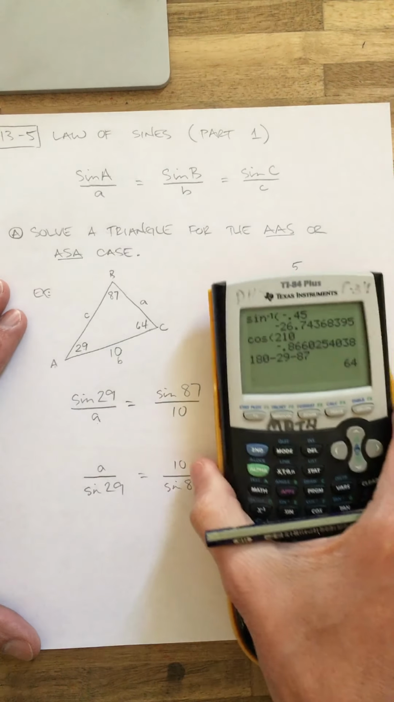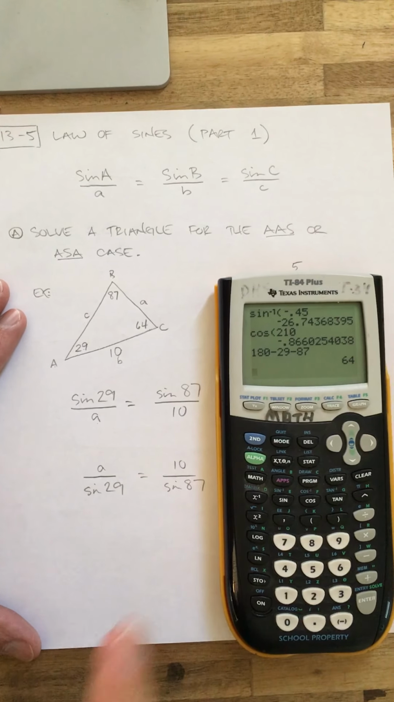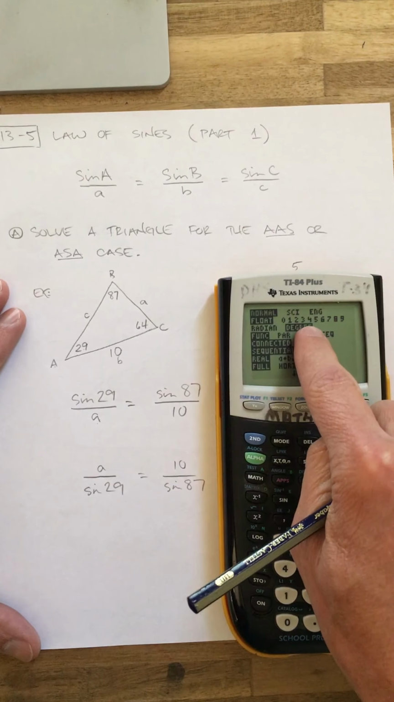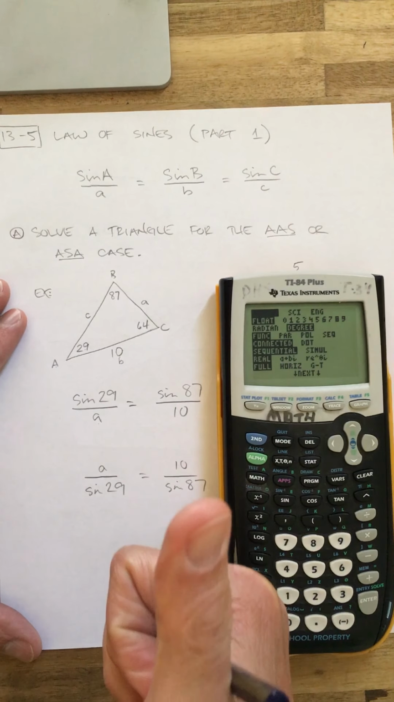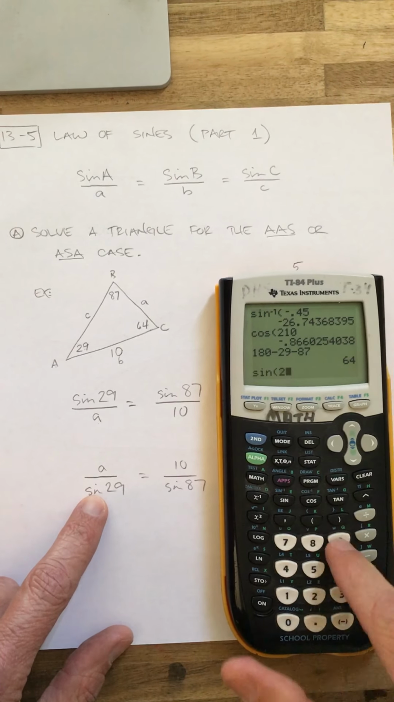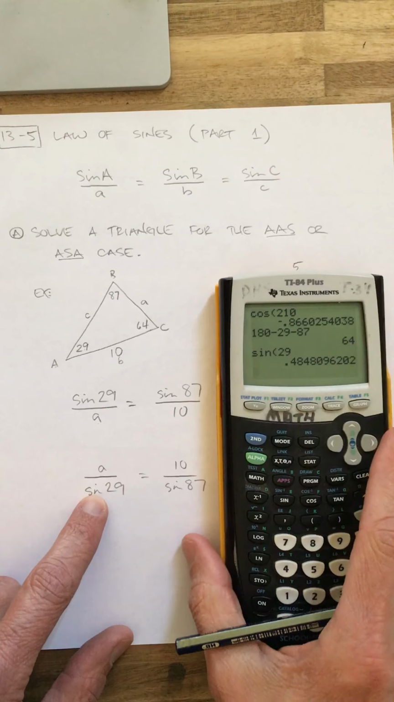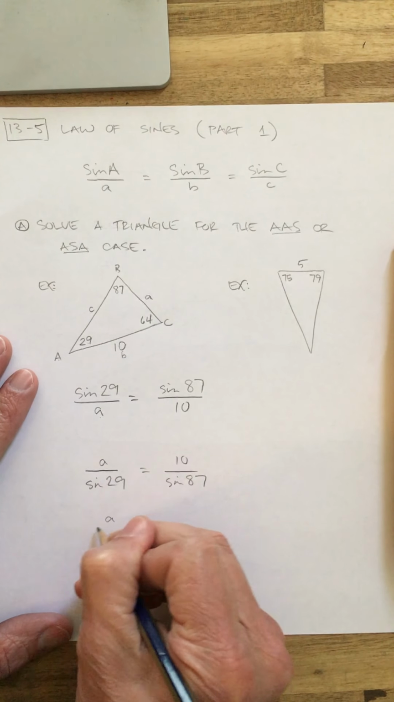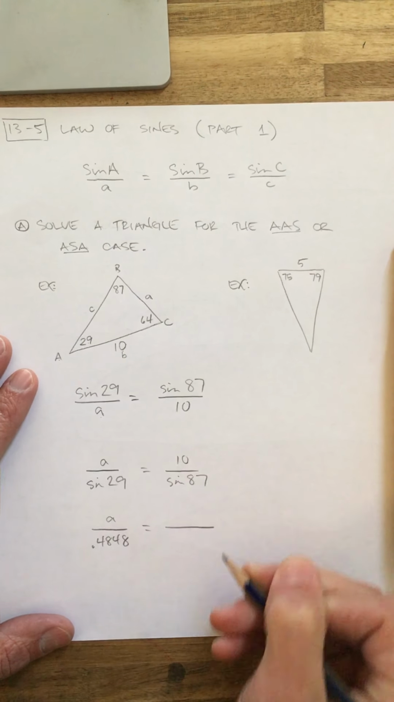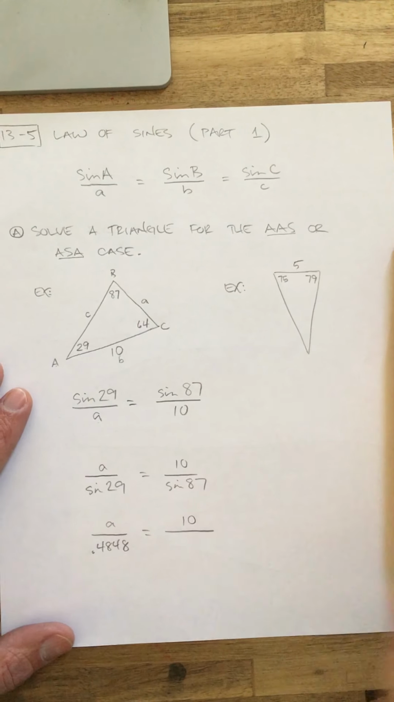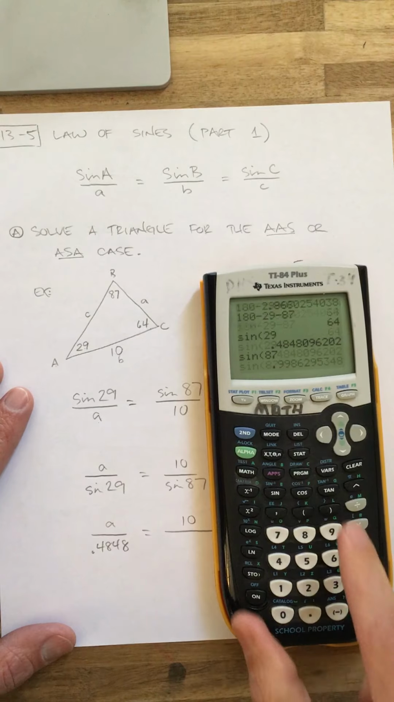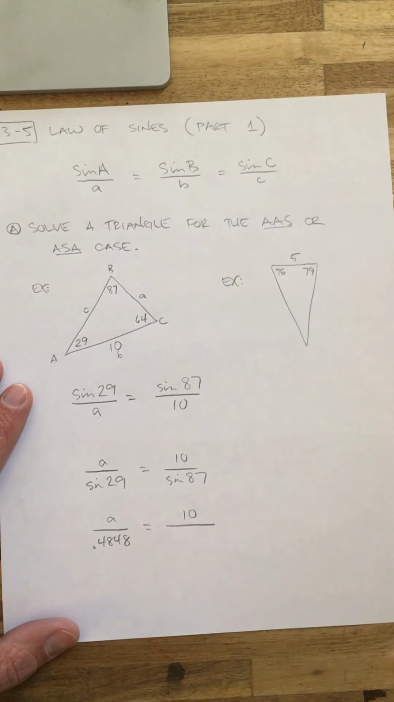So now all we have to do, okay, we're going to take the sine of 29. First thing though, don't forget, just check your mode. Okay, notice I'm in degree mode. Okay, I'm working in degrees. We're good. All right, so let me back out of there. All right, so I want the sine of 29. So sine of 29 equals 0.4848. So this is A over 0.4848 equals, now that's 10 over the sine of 87, okay? So let's just do sine of 87, and that gives me 0.9986.